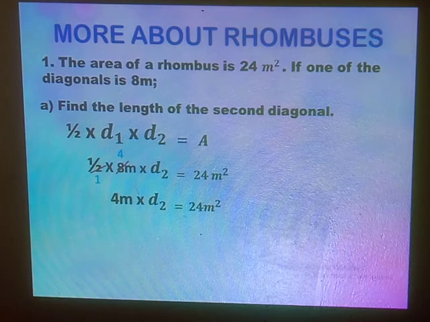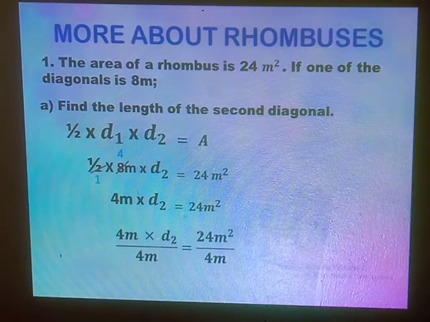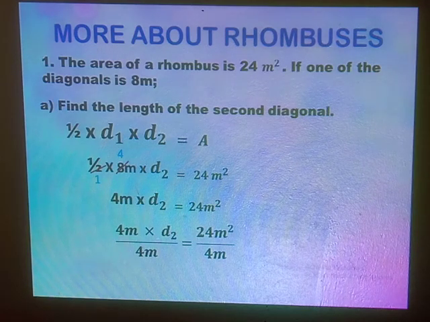For us to remain with diagonal 2, there's something we need to do from there. We have to divide both sides by the 4 meters. That we eliminate 4 meters, we remain with diagonal 2. That's leading us to the next step. So we have 4 meters times diagonal 2 over 4 meters is equal to 24 square meters divided by 4 meters. So there we have to reduce so that we remain with diagonal 2 on the left hand side. So we divide 4 by 4, we get 1.